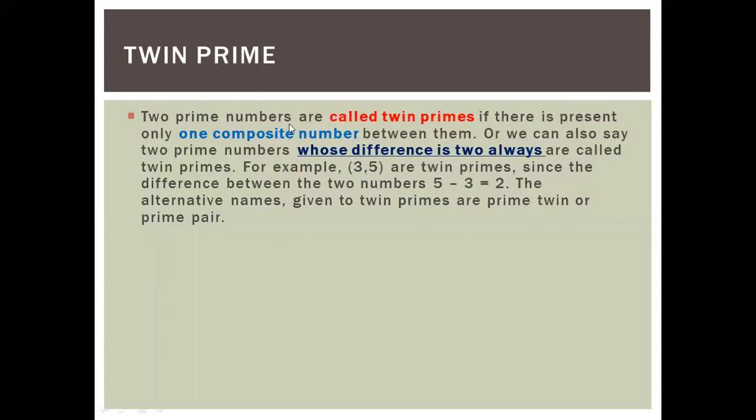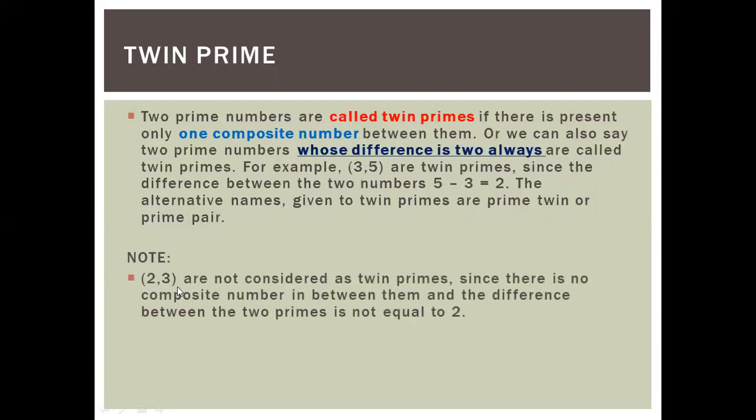So two prime numbers are called twin primes. Here we have to take only prime numbers. We will not take composite numbers. Likewise in co-prime, co-prime can go with prime and composite both. But in twin prime, we have to consider only prime numbers. Those prime numbers which have a difference of 2 are known as twin primes. Single line definition, children. Please remember.